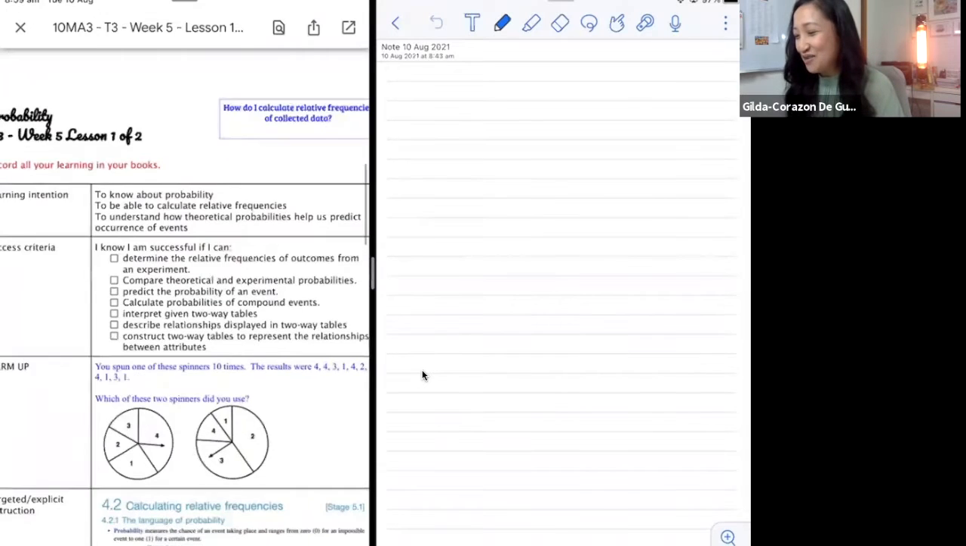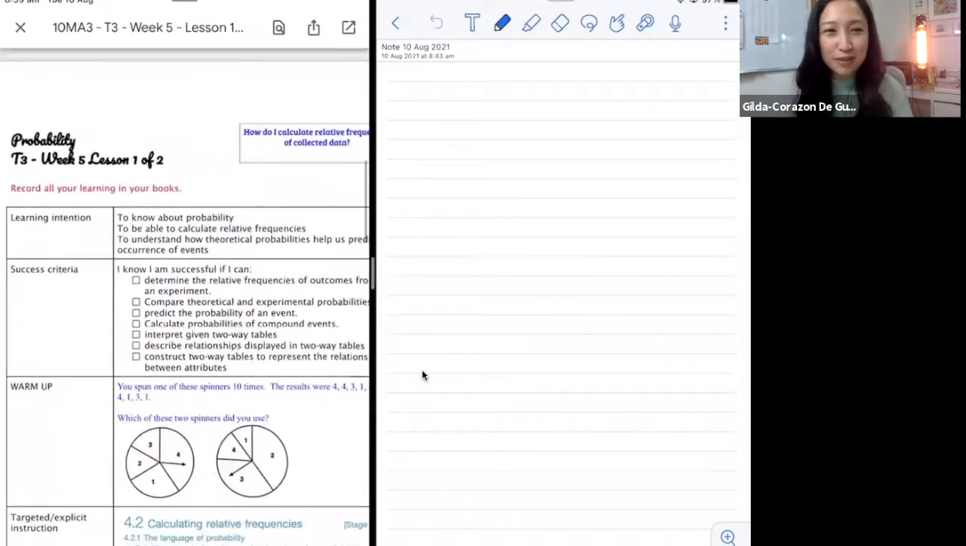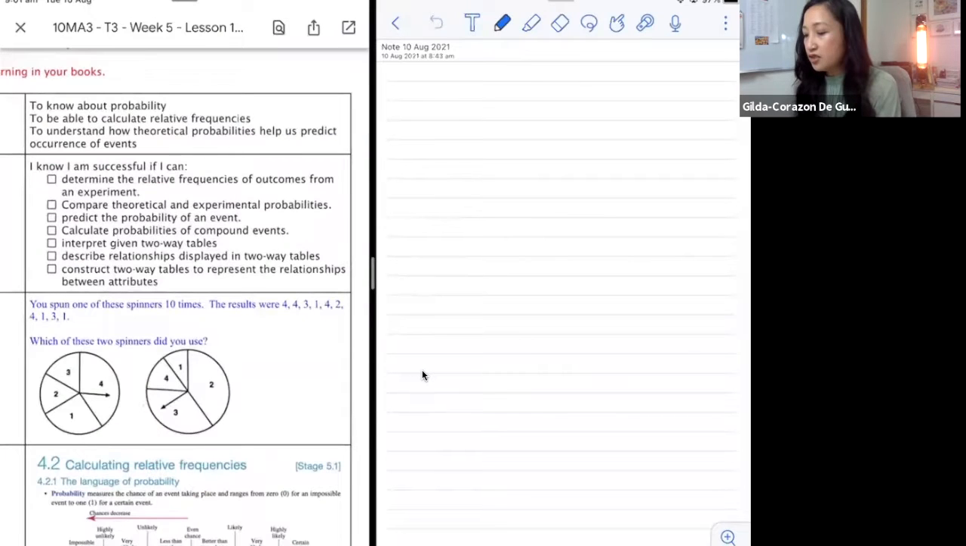All right, so we'll be talking about probability. It says that you spun one of these spinners 10 times. The results were 4, 4, 3, 1, 4, 2, 4, 1, 3, 1. Which of these two spinners did you use? Justify why. Okay, think about it. Have a look at the spinners.